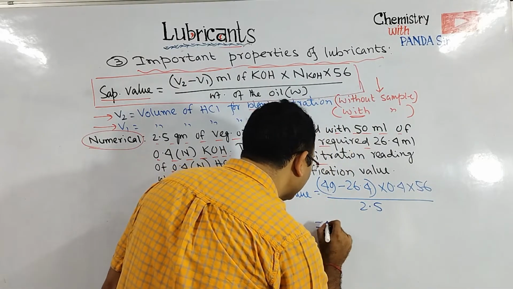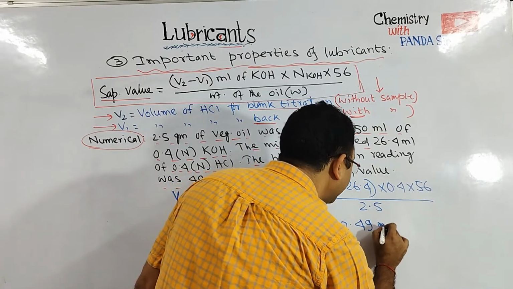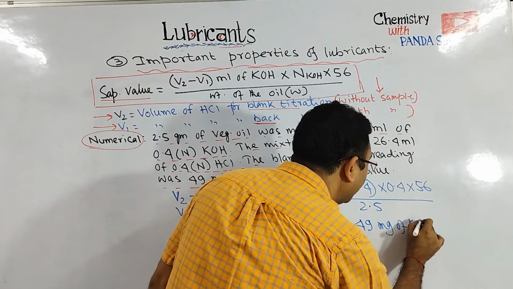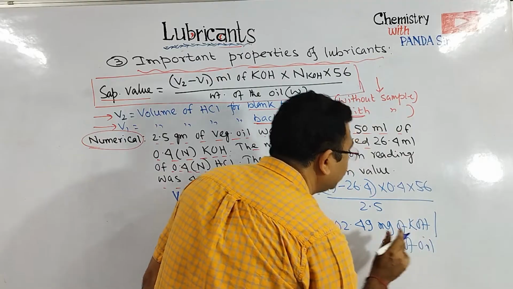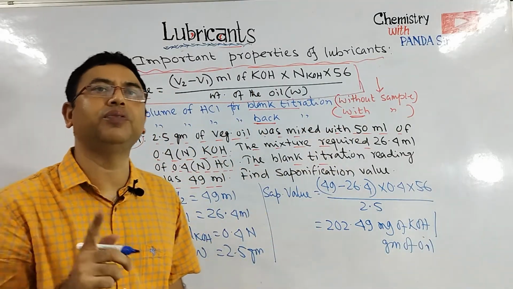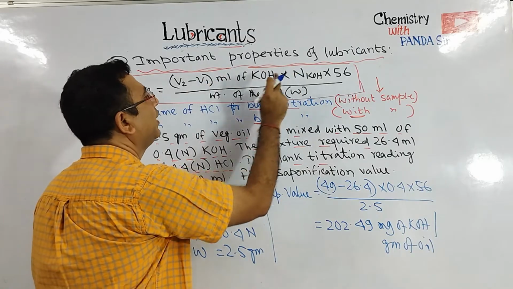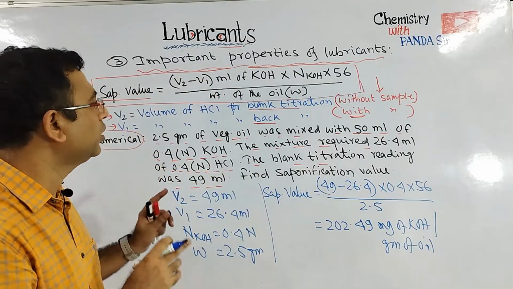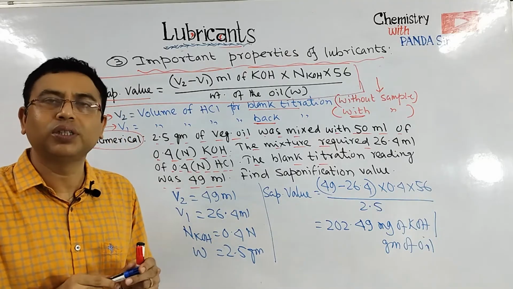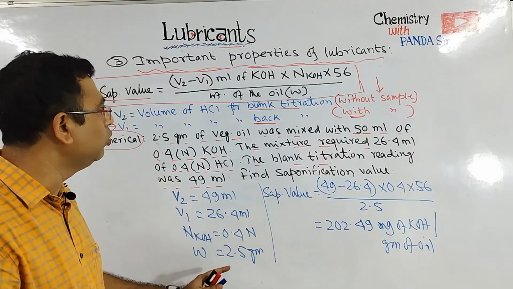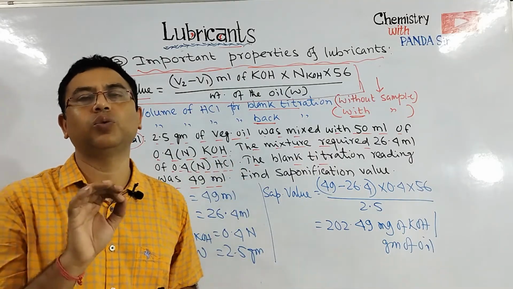If I do the calculation, I'll get 202.49 milligram of KOH per gram of oil. See, the unit for acid value and saponification value is the same, because here also you have volume and normality by weight. This is a very simple, very straightforward numerical. Follow three simple steps: write the given values and equation, put the values, do the calculation, and give the answer with the unit.